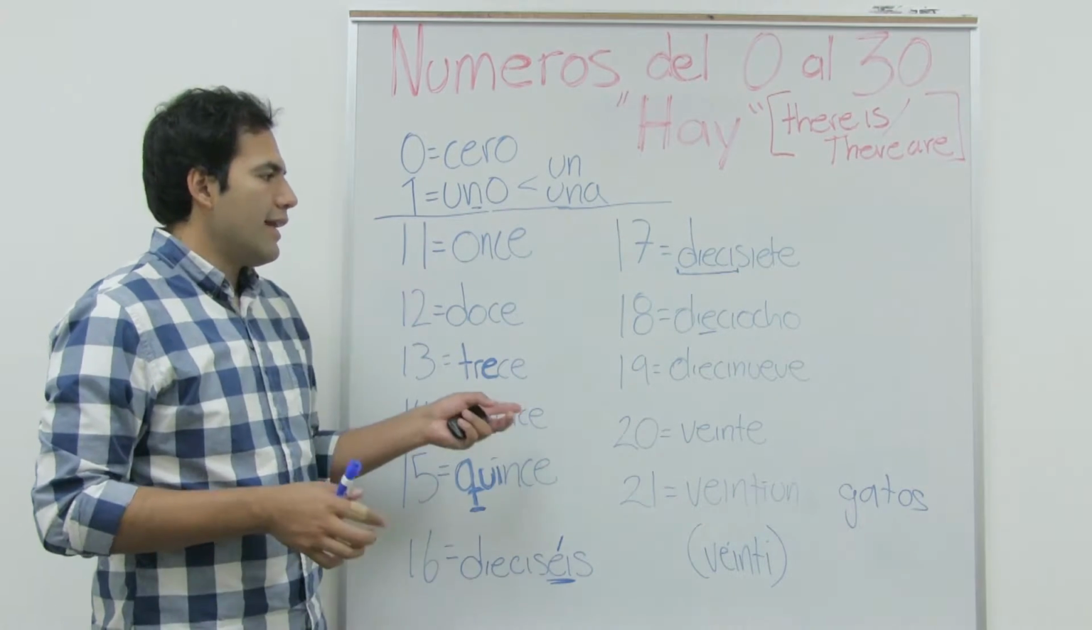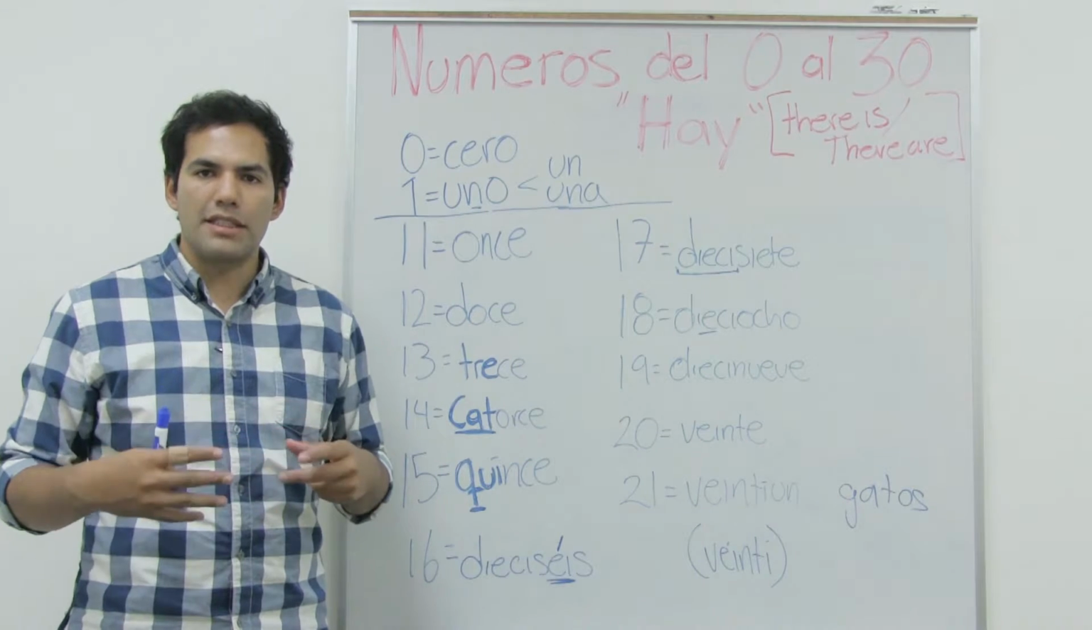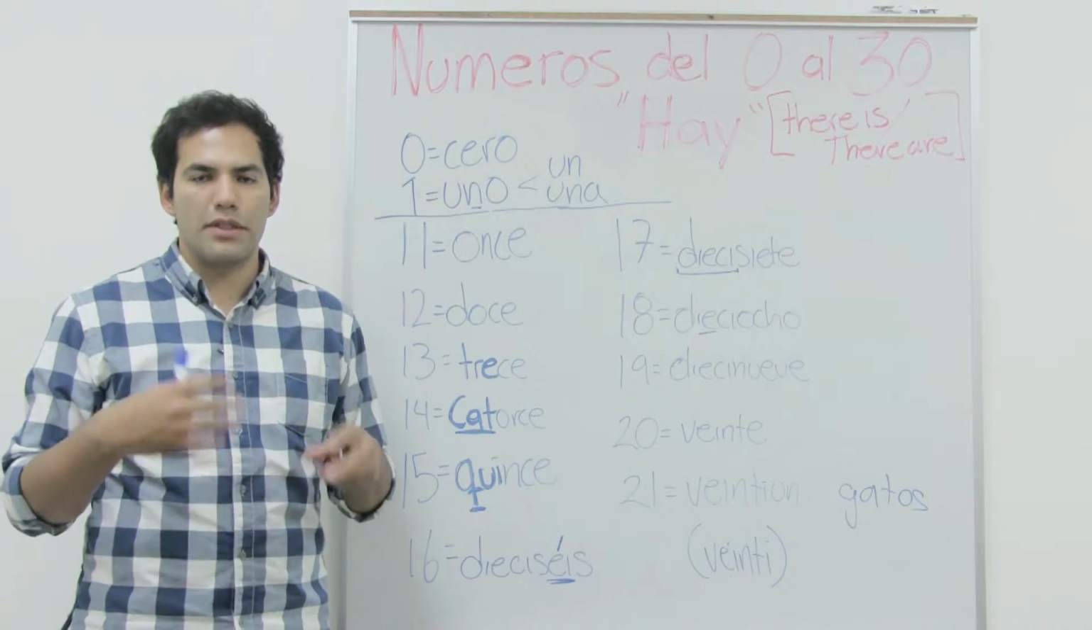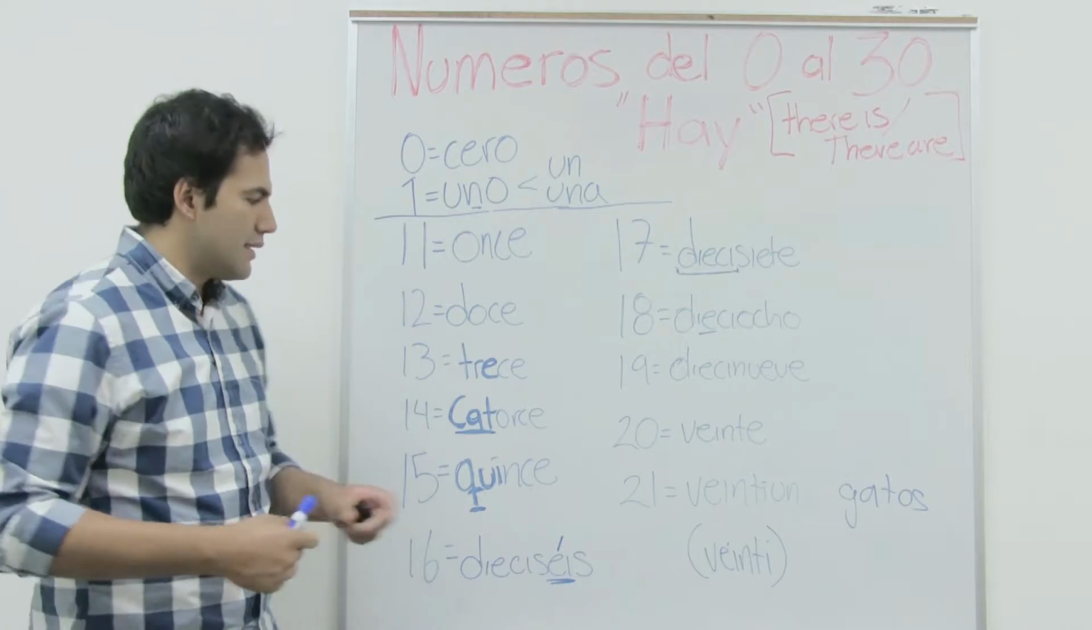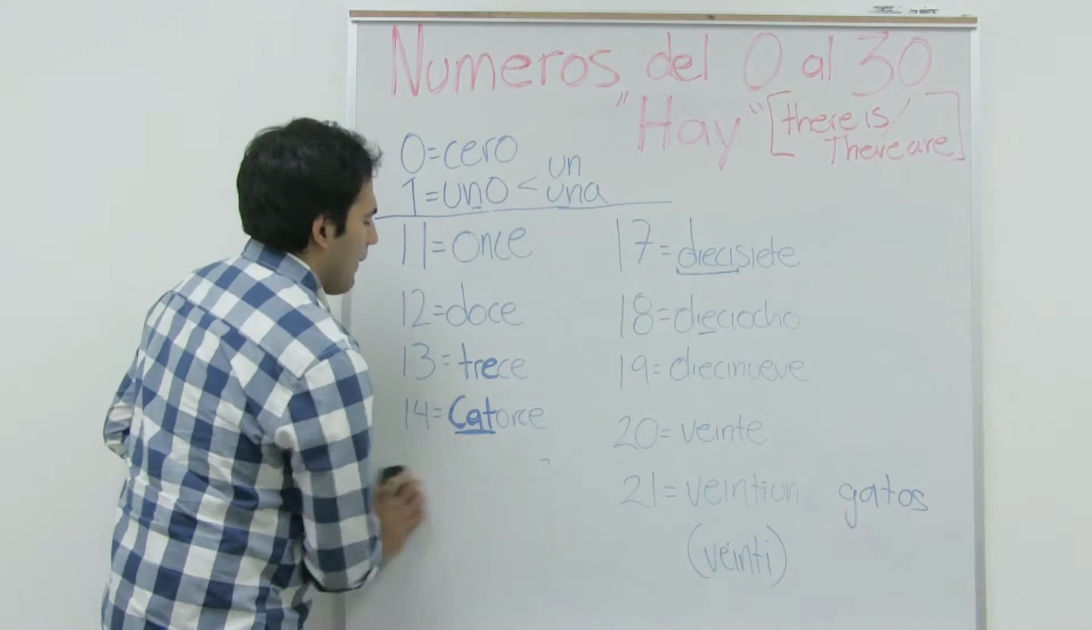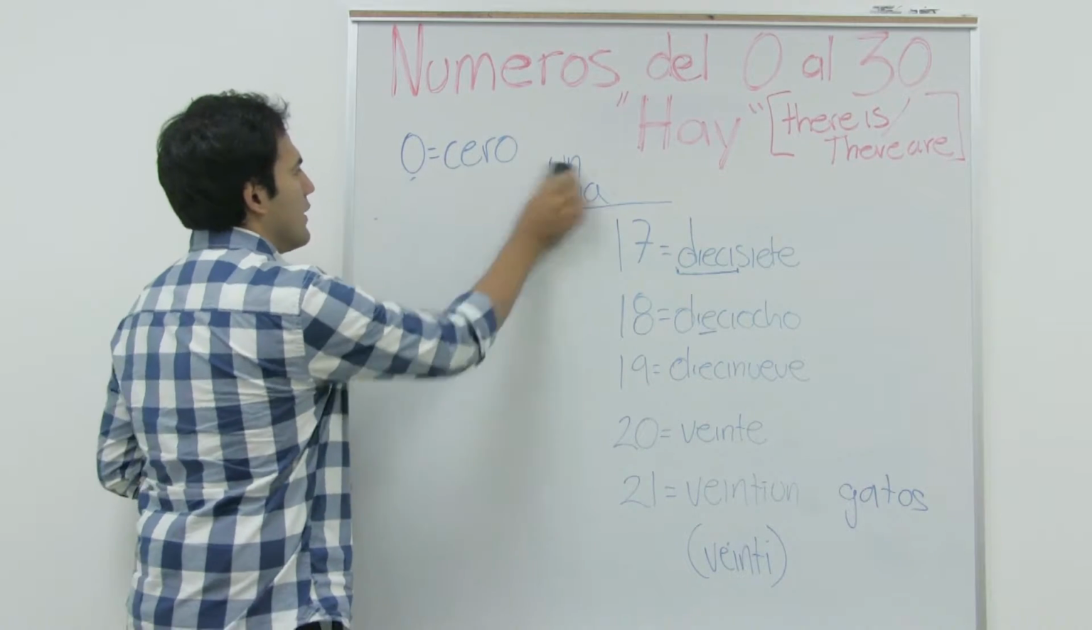And one thing that can help you here is to try to make flashcards with the names and the numbers, so you can get used to the difference in how they are written. But now let's talk about hay.